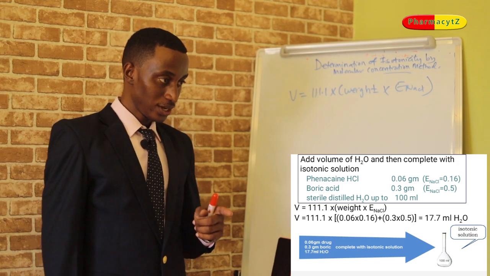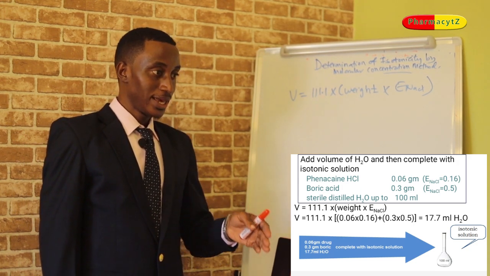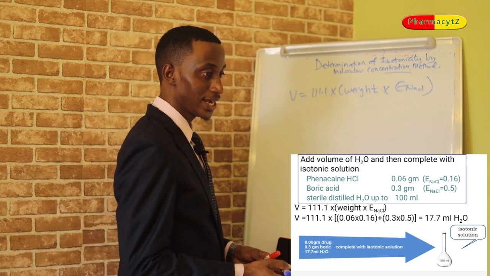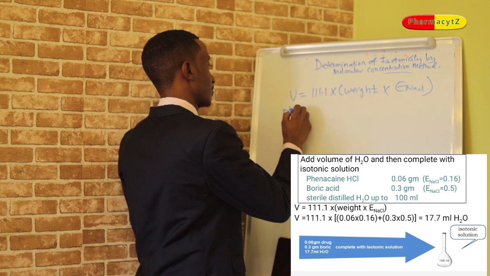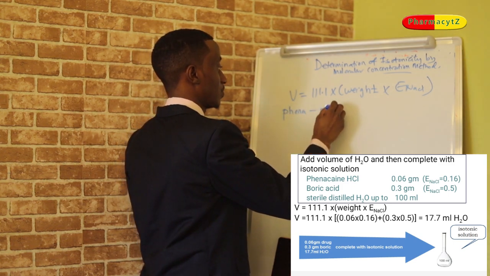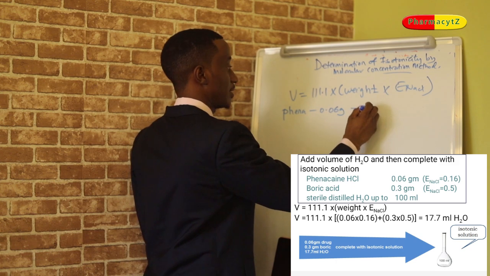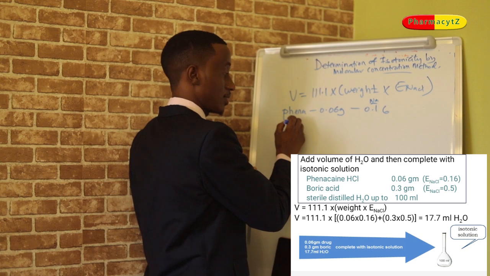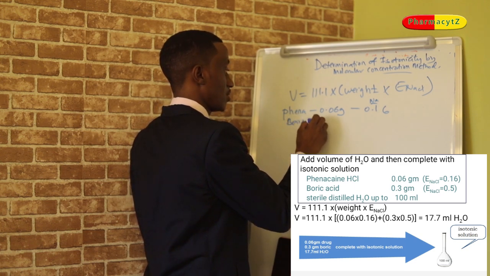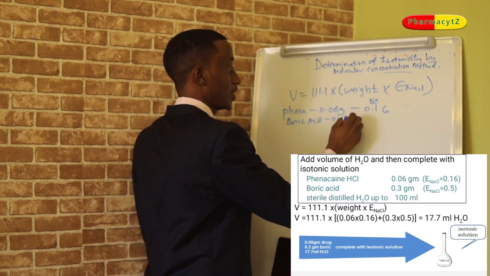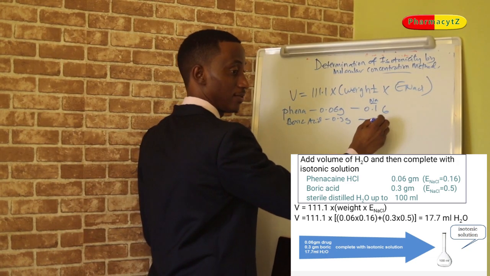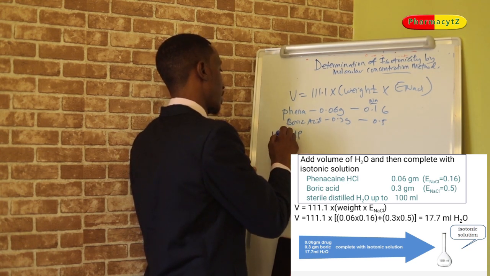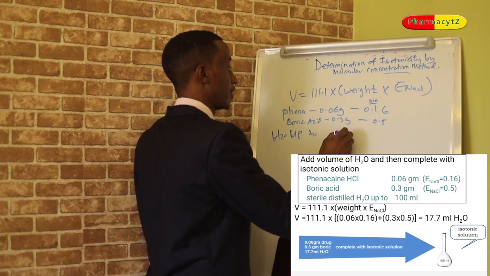So in example 2, we are required to add the volume of water and then complete with the isotonic vehicle in the following ingredients. We have phenacaine hydrochloride, which has 0.06 grams and a sodium chloride equivalent of 0.16. Then the next ingredient is boric acid with 0.3 gram with a sodium chloride equivalent of 0.5. Then we need to add water, H2O, up to 100 mL.